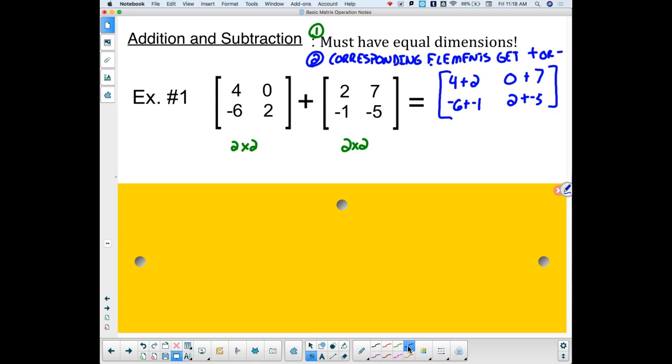Then I just simply do that math. 4 plus 2 is 6. 0 plus 7 is 7. Negative 6 plus negative 1 is negative 7. 2 plus negative 5 is negative 3.